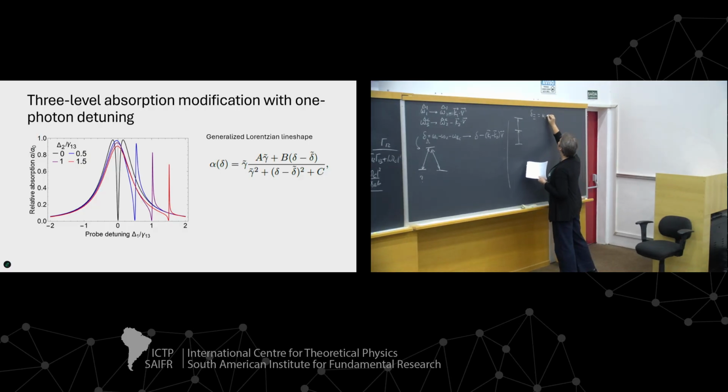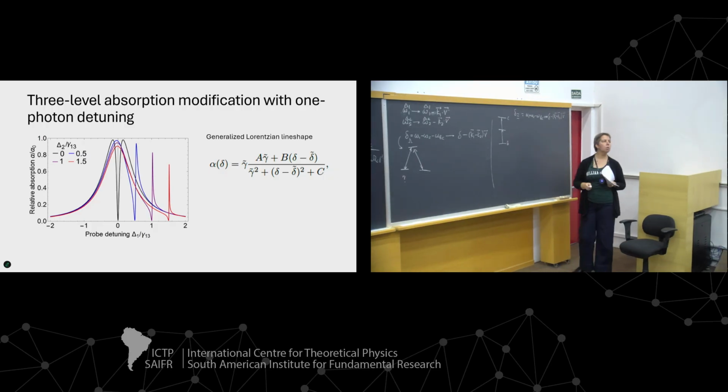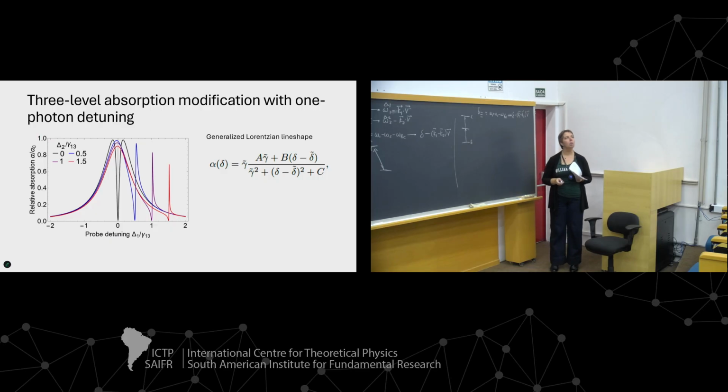It will be omega 1 plus omega 2 minus omega, if this is B and C, right? So that will be replaced with delta minus (K1 plus K2) times V. So should we do something different with the orientation of the laser beams to help us?